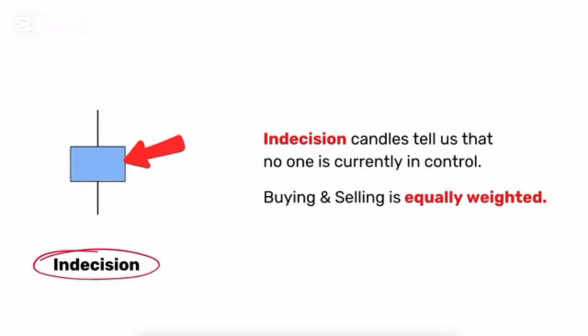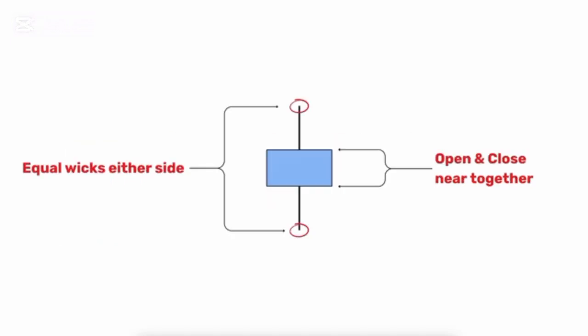Indecision candles tell us that no one is currently in control, and that buying and selling is equally weighted. So, contrary to the other versions we've looked at, where we're looking at strength or reversals, indecision is simply where nothing is currently happening. An indecision candle looks like this. You might know it as a doji, okay? We have equal wicks either side, or relatively equal wicks, and an open and close price that are near together. So we haven't made much movement. We've attempted to go higher, attempted to go lower, but ended up closing around where we opened.